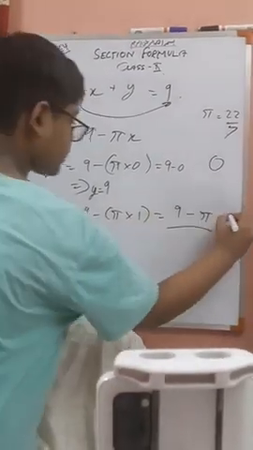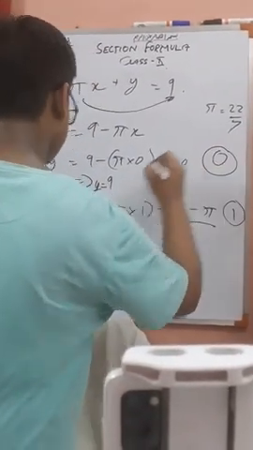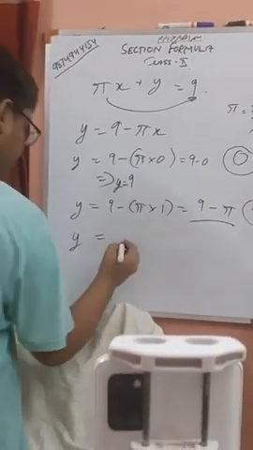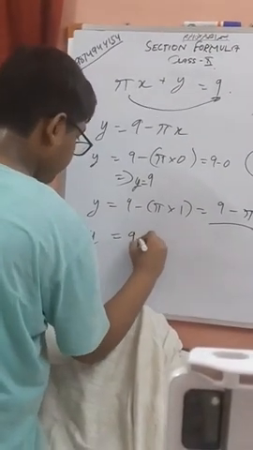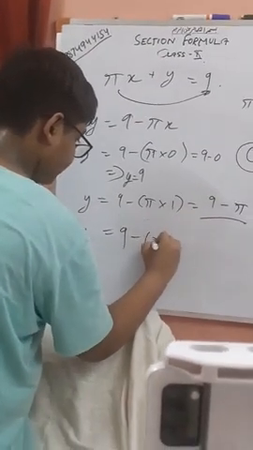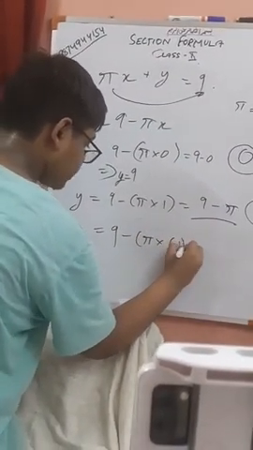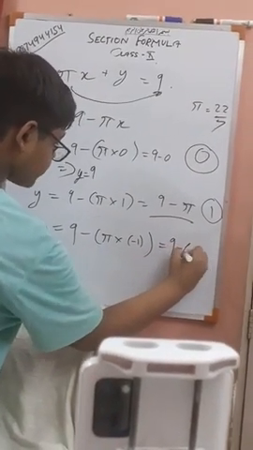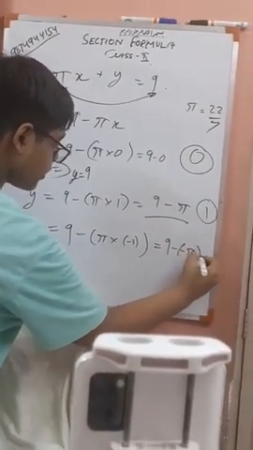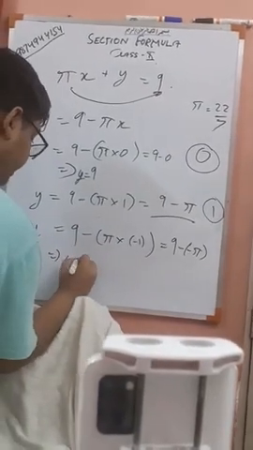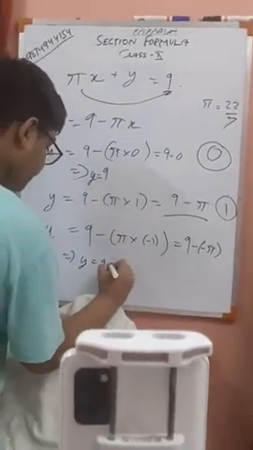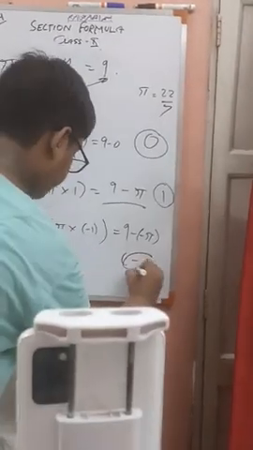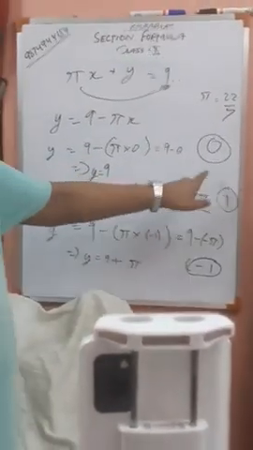Now if x is taken as 2, suppose 2, or let us take minus 1, minus pi into minus 1 is equal to 9 minus pi is equal to y is equal to 9 plus pi. Now this was for minus 1. Have you understood this 3, 0, 1 and minus 1?